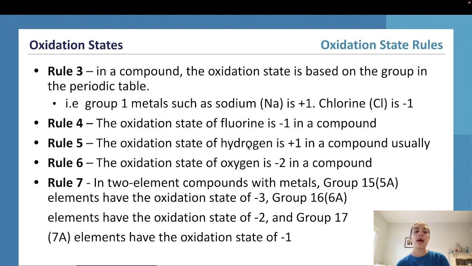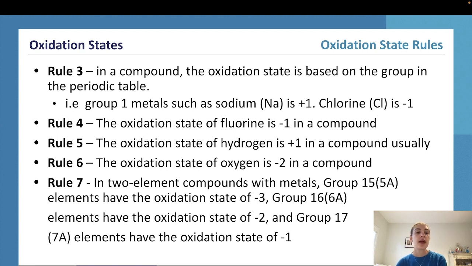So for example, combining rule 5 and rule 6, if we were to have water, which is H2O, the oxidation state of hydrogen, each one is going to be +1, and so because there's 2 of them, 2 times 1 is going to give us 2, and then the oxidation state of oxygen is going to be -2, so 2 minus 2 gives us 0, and because water is not charged, we can say that that gives us an entire oxidation state for the water molecule of 0.